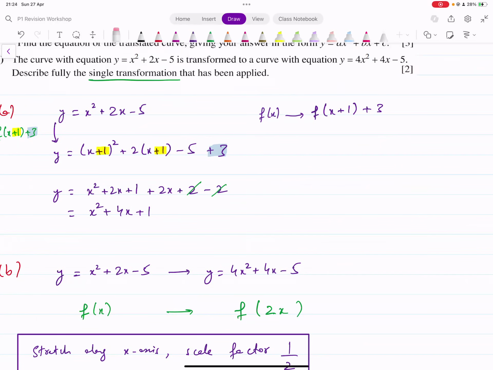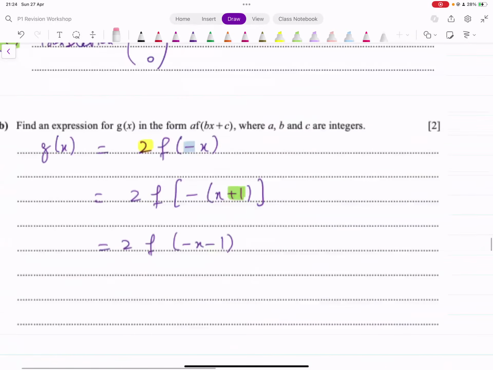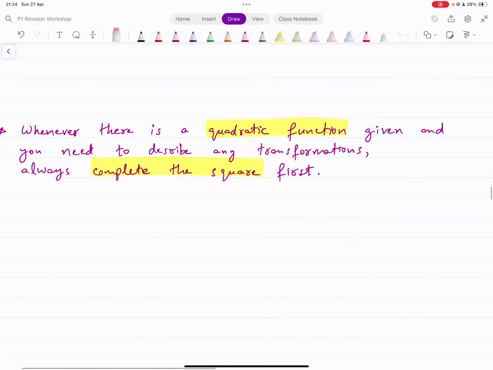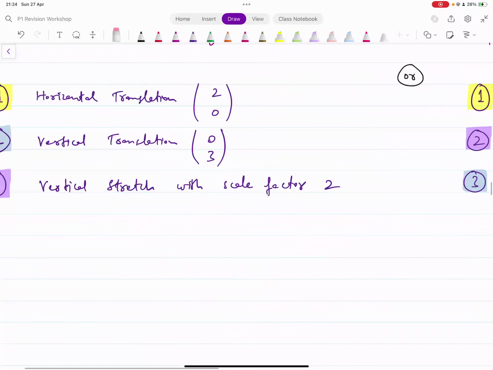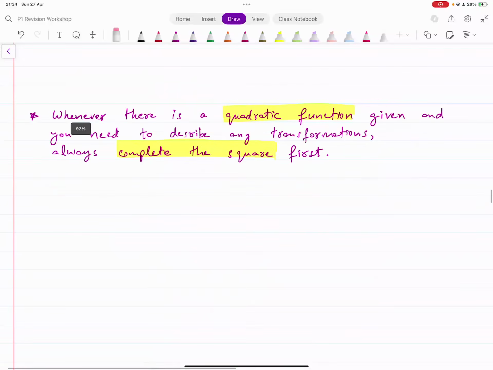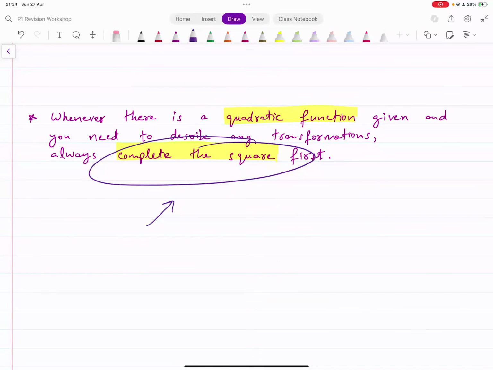So normally when they give you quadratic functions, you should always complete the square for those functions first. That will make it easier for you to spot those transformations. Okay, so whenever you have a quadratic function and you need to describe the transformations, as in identify what transformations are happening to go from one function to another function, first complete the square, and that will help you identify what transformations are happening there. Okay, so that's another important thing.